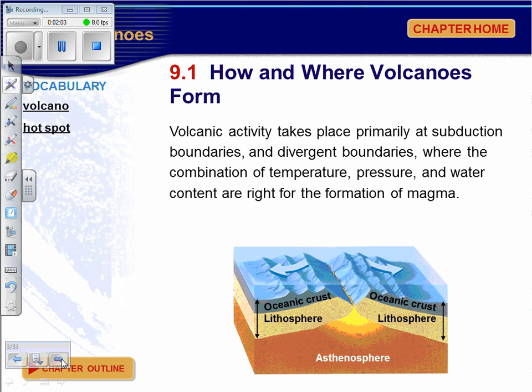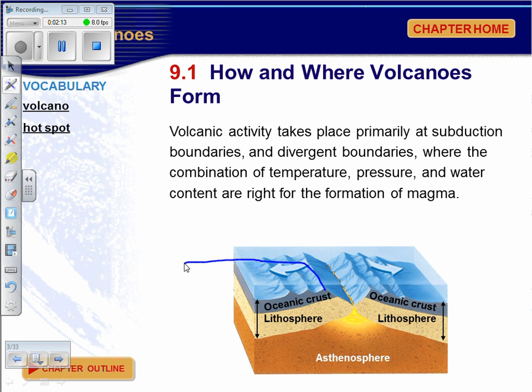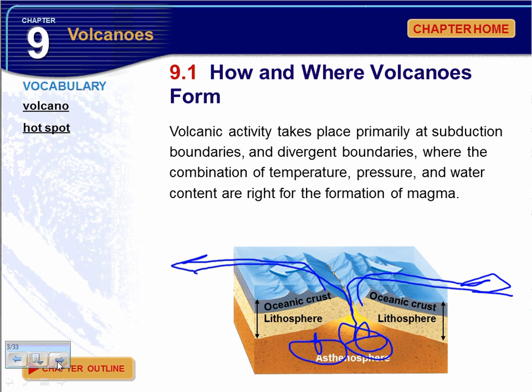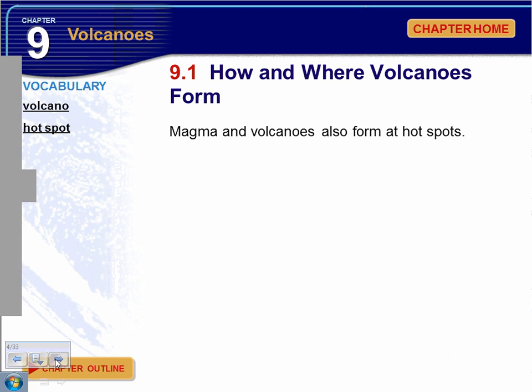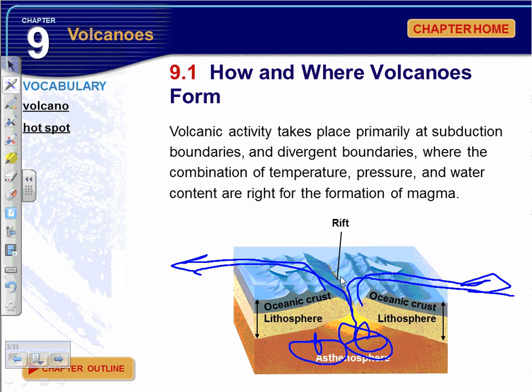At divergent boundaries, where the combination of temperature, pressure, and water content are right for the formation of magma, we have two plates, in this case an oceanic plate moving in that direction, and this plate moving in this direction. And what causes that is convection currents in the magma. That magma pushes up, reaches the surface, and actually pushes these two plates apart in the rift valley. We'll get the rifting that occurs in the center where that magma is pushing up and causing those plates to split apart.